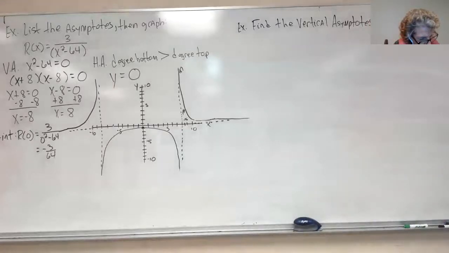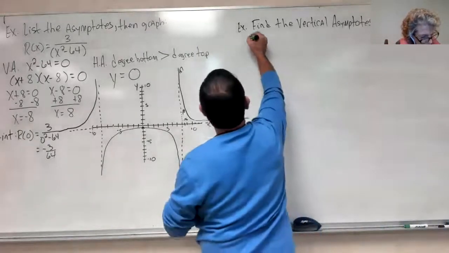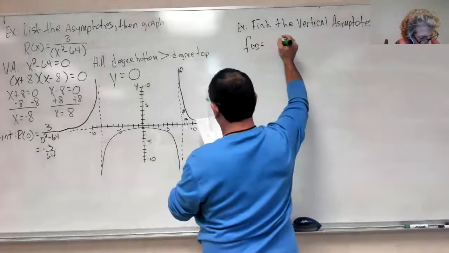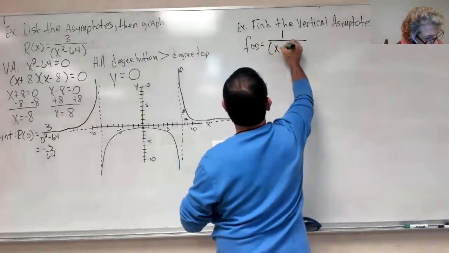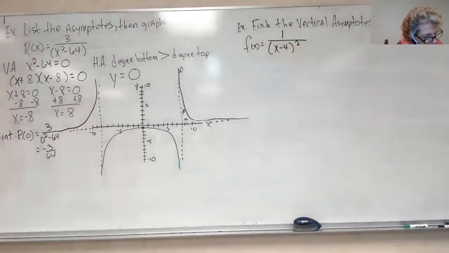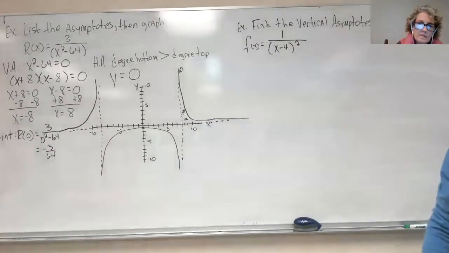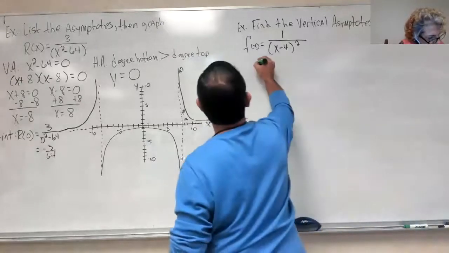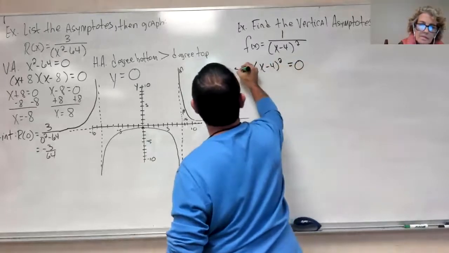So we're going to find the vertical asymptotes, and that we know how to do. We're going to take the bottom, set it equal to 0, and be done with them, right? All right, so we have f of x equals 1 over (x minus 4) squared. So take the bottom, set it equal to 0. So that'll be (x minus 4) squared equals 0.